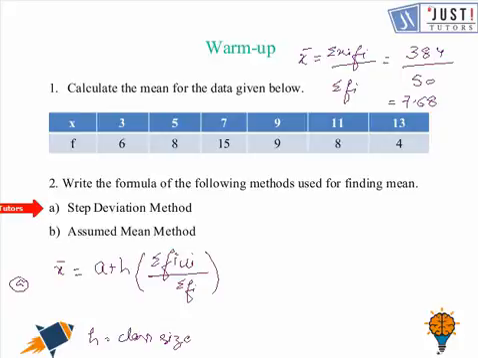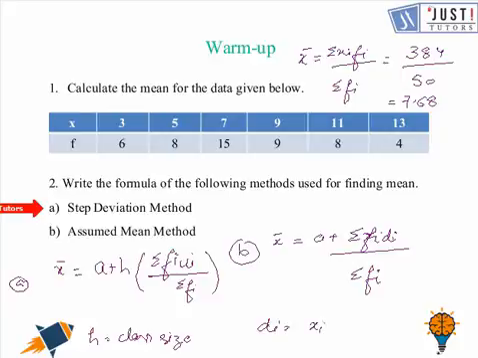Likewise, we can try the B part, which was the assumed mean method. We know that x bar is equal to a plus sigma fi di divided by sigma fi, where di is equal to xi minus assumed mean. So these are the answers for the questions. Pat your back if you've got all the answers absolutely correct.